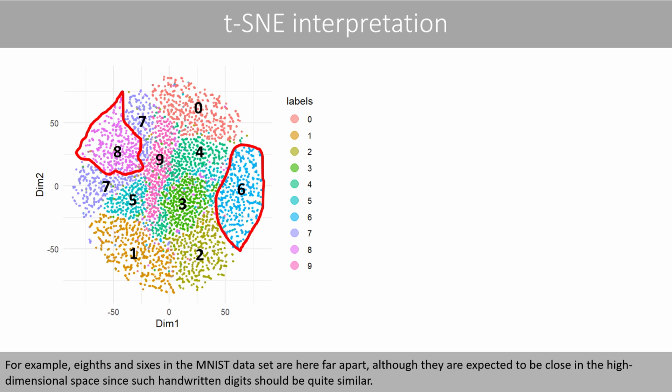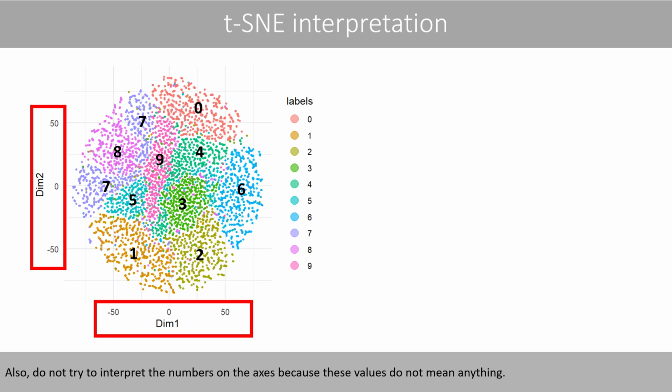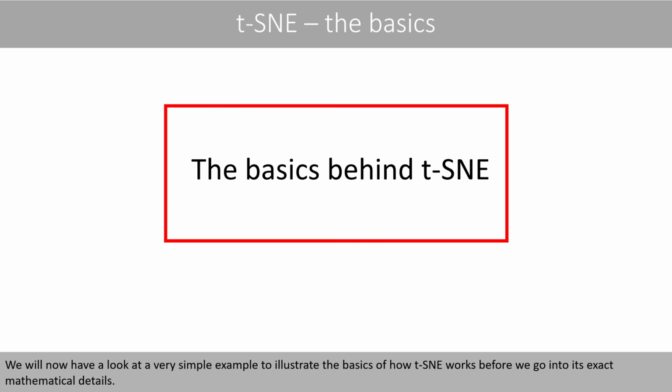For example, 8s and 6s in the MNIST dataset are here far apart, although they are expected to be close in a high-dimensional space, since such handwritten digits should be quite similar. Also, do not try to interpret the numbers on the axis, because these values do not mean anything. We will now have a look at a very simple example to illustrate the basics of how t-SNE works before we go into its exact mathematical details.